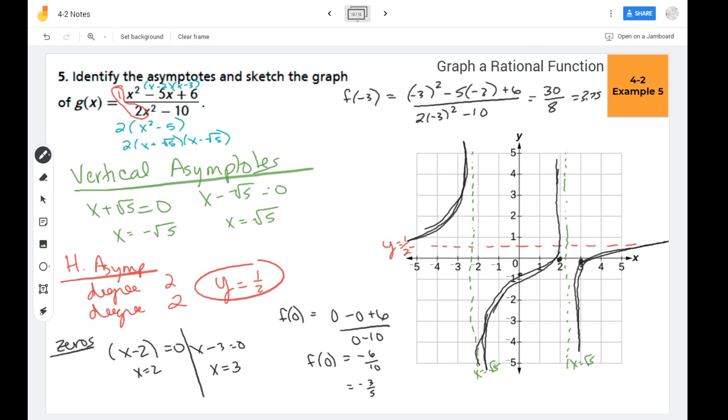Alrighty, so there we have it. That's example 5. It's not pretty, but it is done. Until next time.